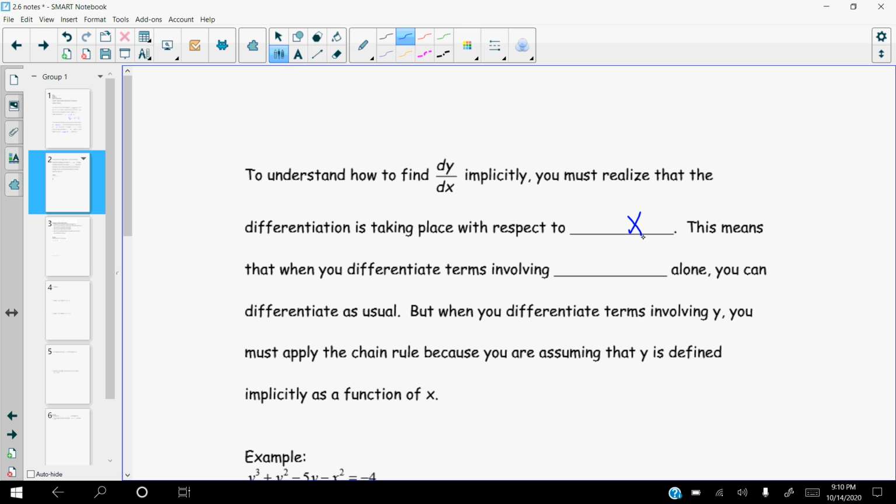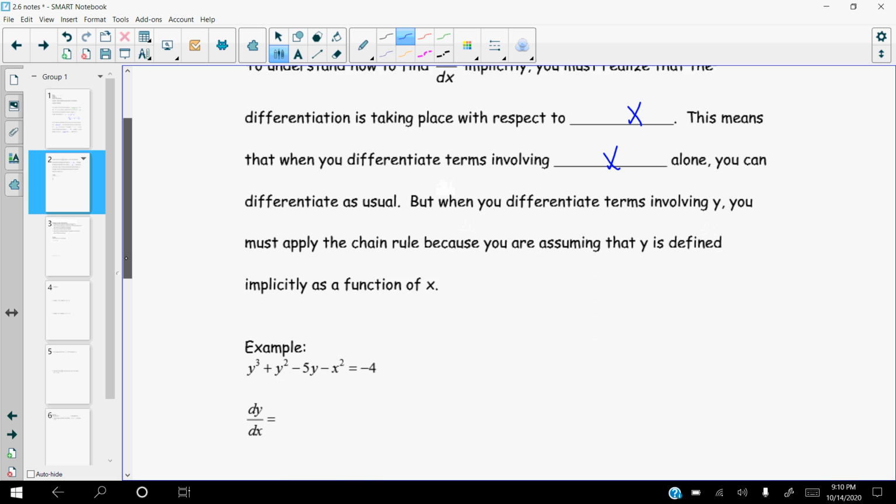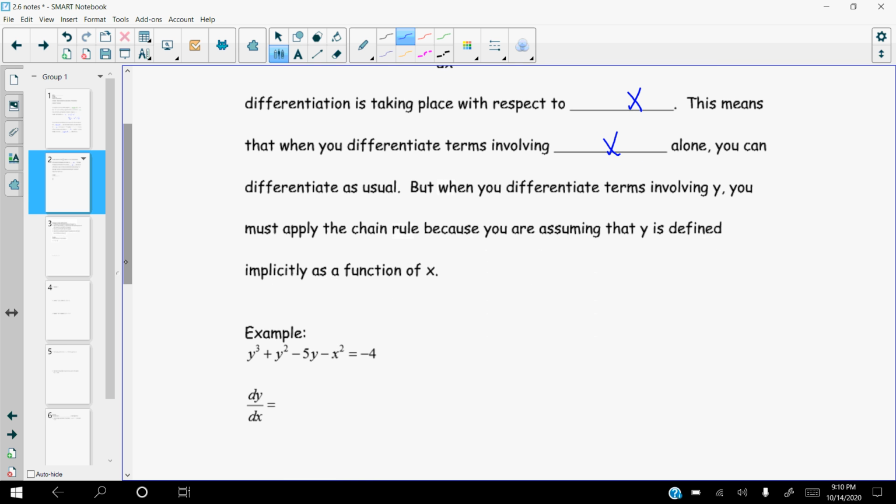That means that when you differentiate terms involving x alone, you can take a derivative like we've been doing. But when you differentiate terms involving y, you have to apply the chain rule because y itself is a function of x. It's defined to be a function of x. So what do I mean exactly by that? Well, we should know that for the most part, we can almost interchange y and f of x. They kind of mean the same thing as long as it's an actual function.